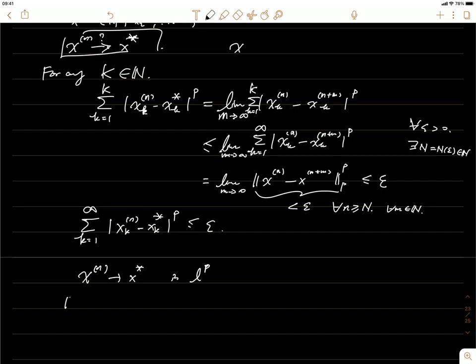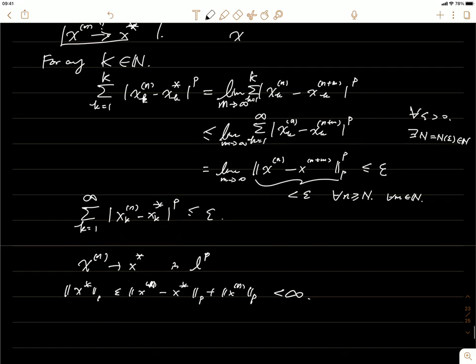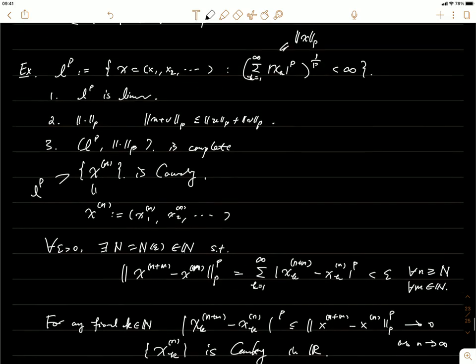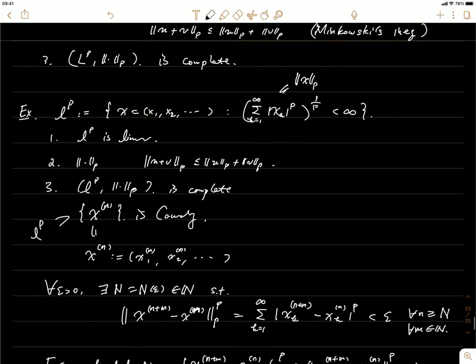And then similarly, we can show that this is less than or equal to the p norm of xn, for any fixed n, minus x star plus xn. So that is finite. That means x star is indeed in Rp. So that's how we show that the Rp space is complete. So it's a Banach space. This is indeed a Banach space.